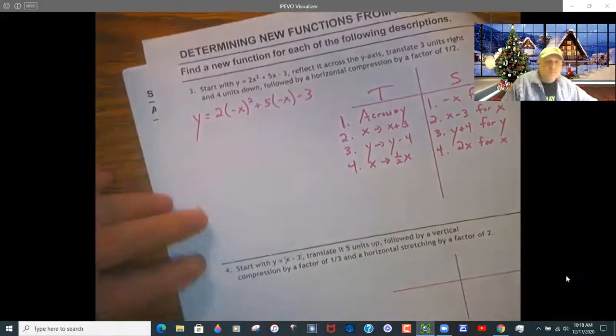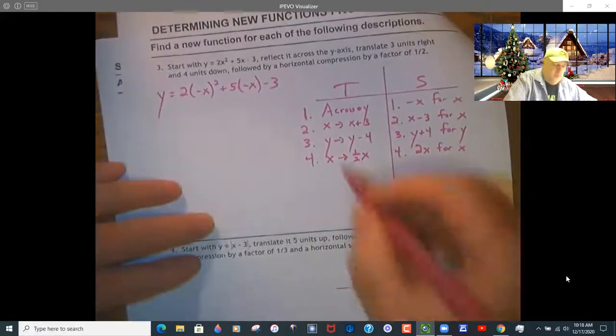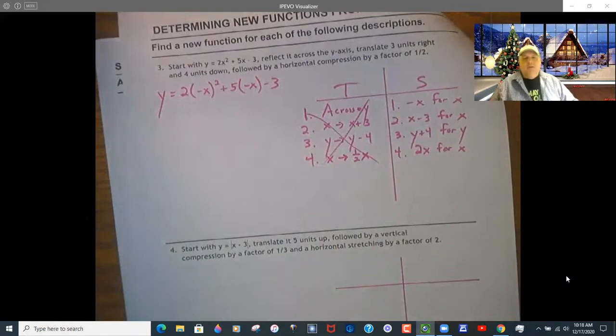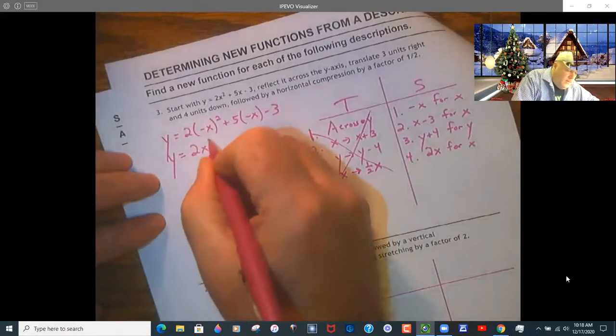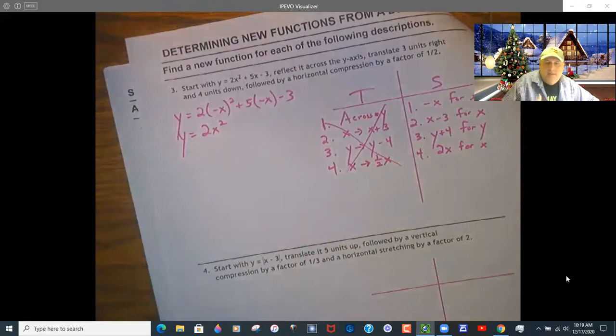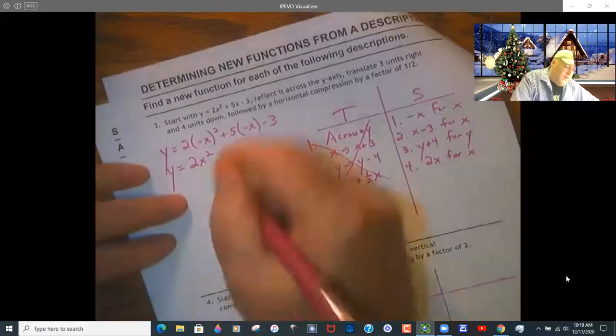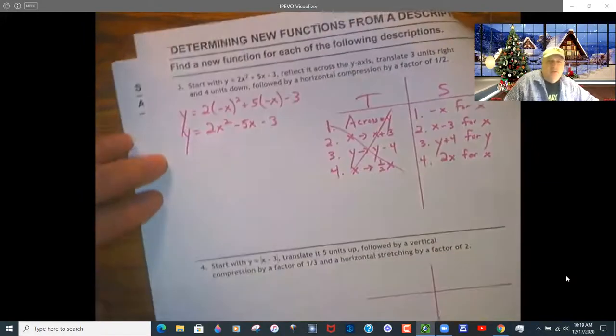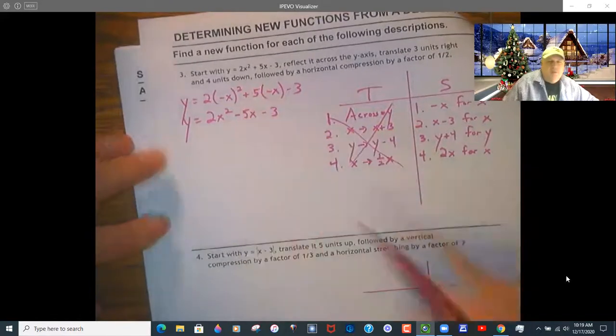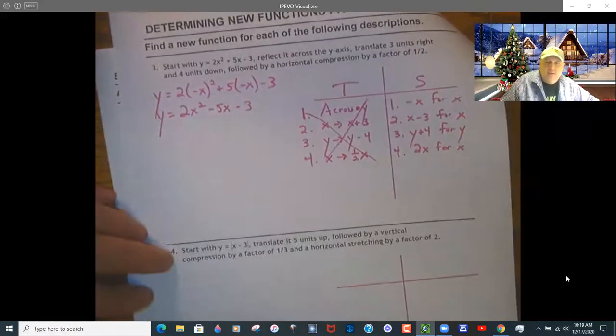So there's negative x. We're done with this. We're going to forget about it. There's negative x in for x. So how can you simplify? Well, the negative x squared, negative x times negative x is x squared. So that negative squares out of there. So all that changes on the first line is that the 5x becomes negative 5x. Not a lot of change there.